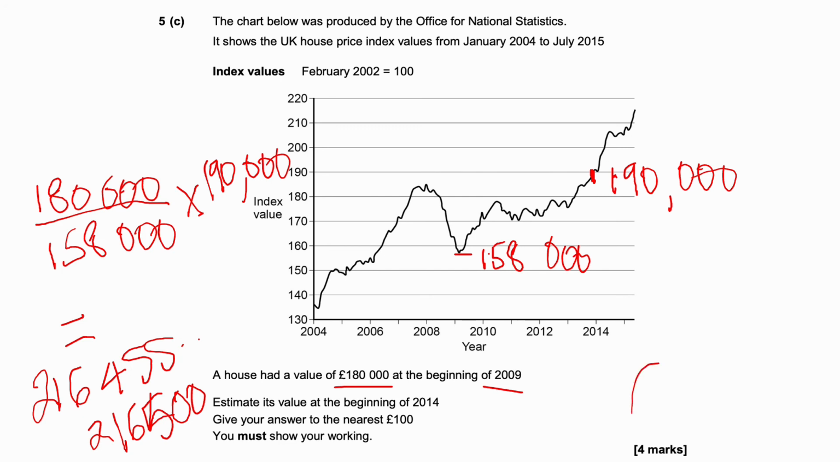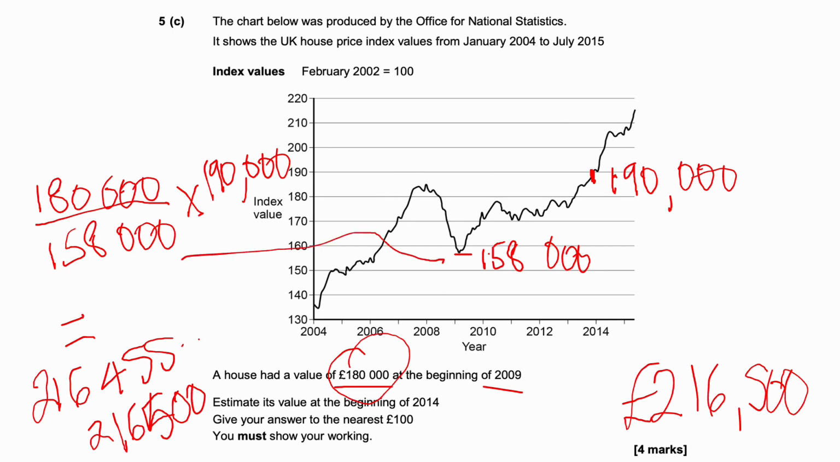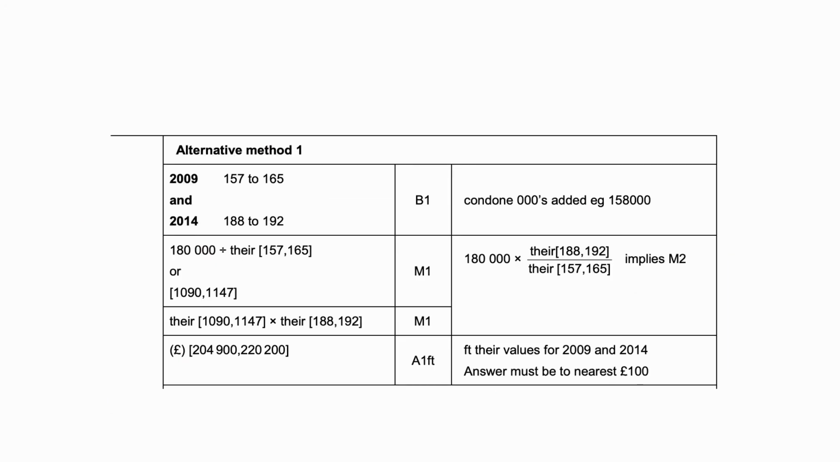So, yeah, my answer would be, if I was to write it neatly, 216,500. And I've done 180,000 from here, divided it by 158,000, from here, and multiplied it by 190,000 from here. And this is the mark scheme here. I'm not quite sure how they got this number from here, but there we go.